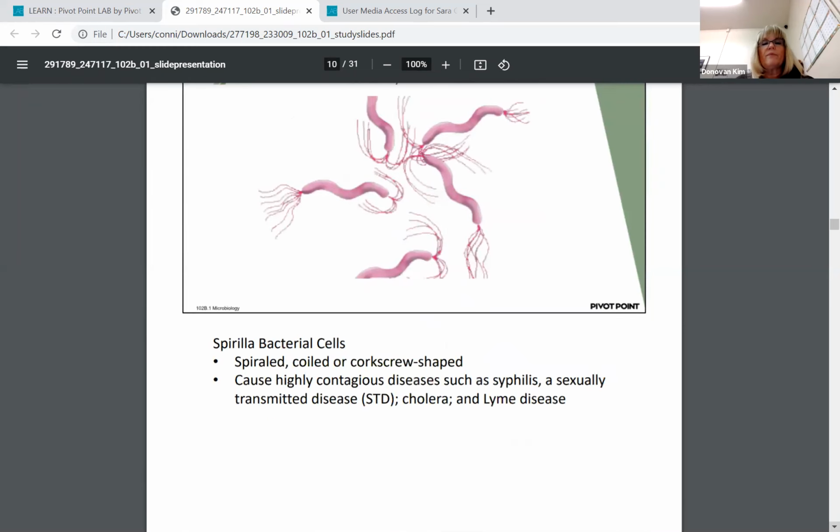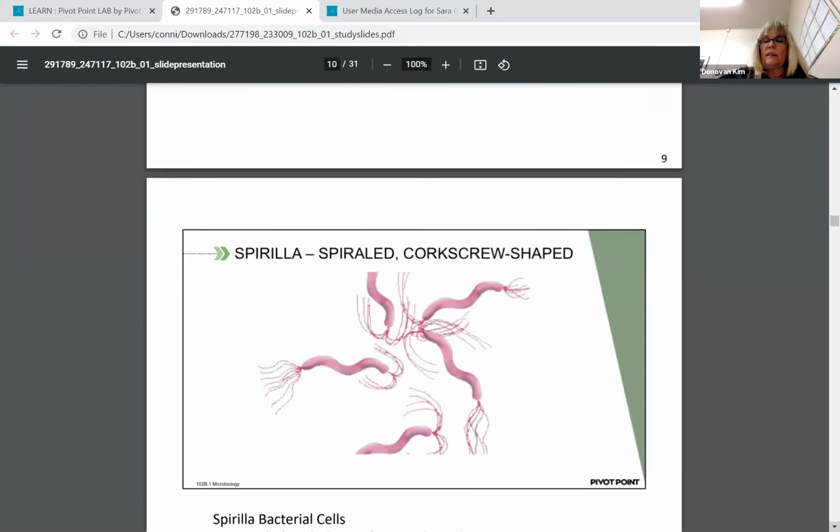And then spirilla, man, this isn't going very nicely today. It's not scrolling smoothly.